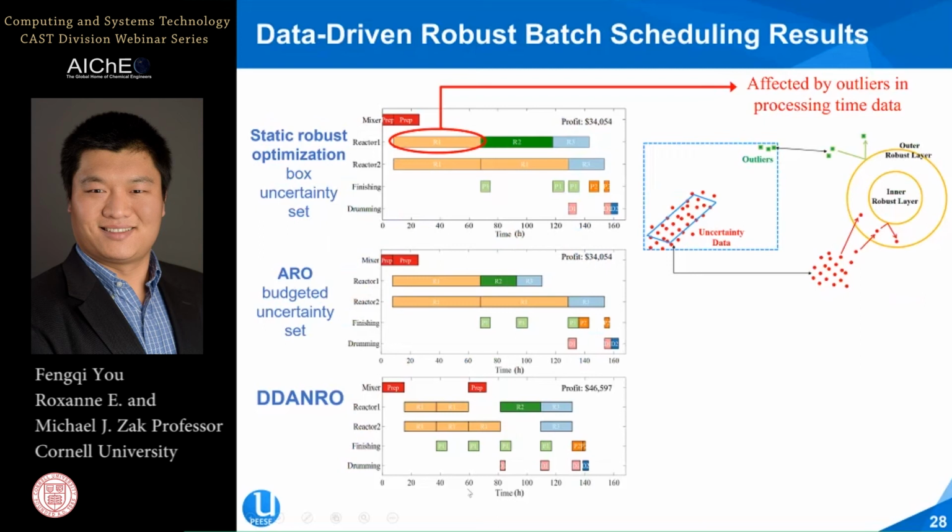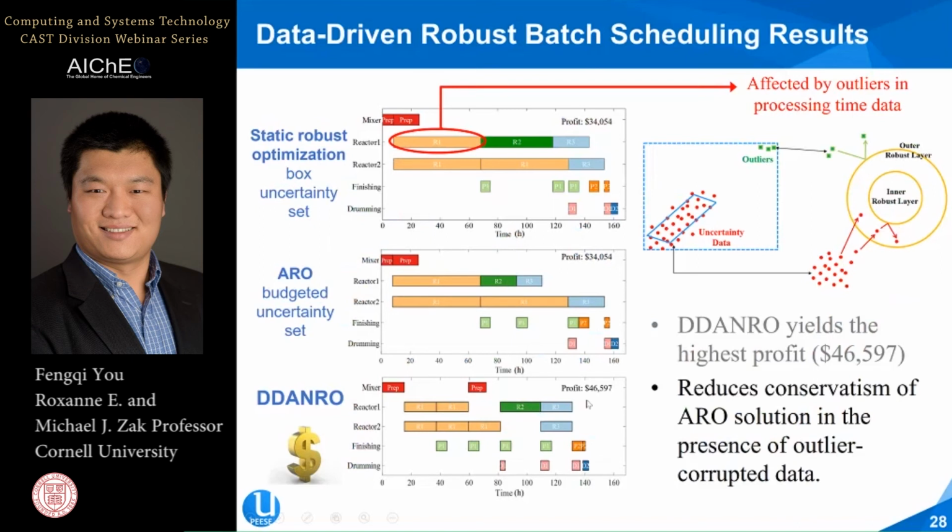But with the data-driven set, you end up with a more normal or reasonable Gantt chart, where they really capture what's going on and still hedge against uncertainty. And in fact, if you're looking at the profit here, the classical approach gives you about $34,000, and the data-driven one gives you about $46,000 or $47,000. So that's about a 30% increase in profit. The data-driven approach really helps reduce the conservativeness and also improves the solution quality.